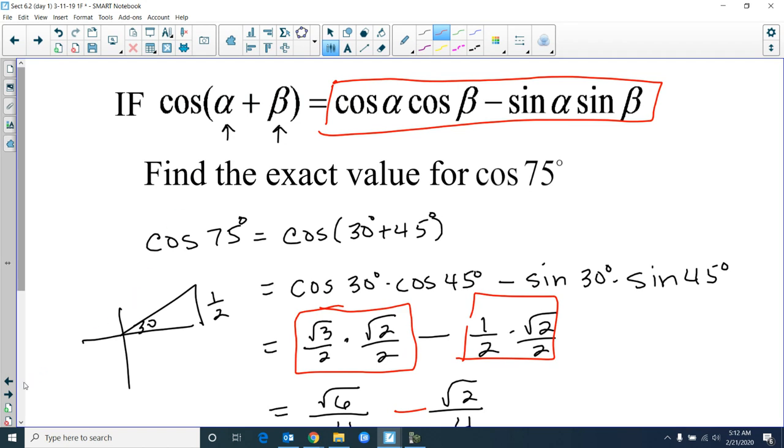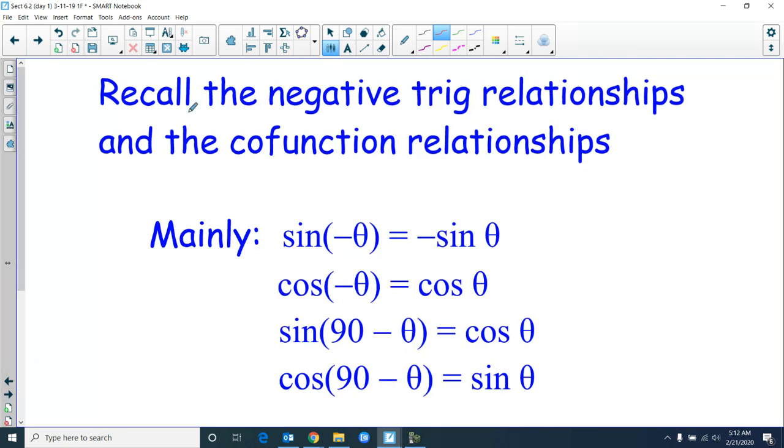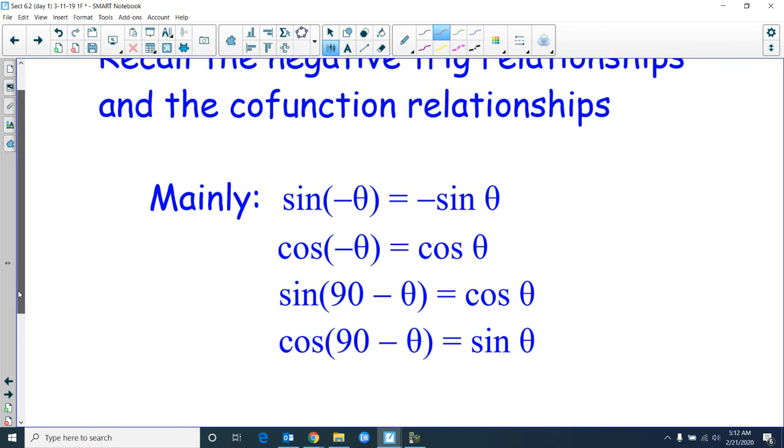All right, so we know that formula right here. Now, in order to figure out where these formulas come from, it's helpful to know these cofunction relationships. Sine of negative theta is negative sine of theta because it is an odd function. Cosine is an even function, so cosine of negative theta equals cosine of theta. Sine of 90 minus theta is equivalent to cosine of theta, and cosine of 90 minus theta is equal to sine of theta. Those are going to come up.